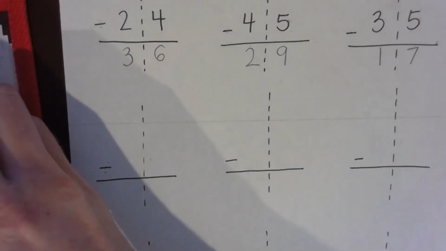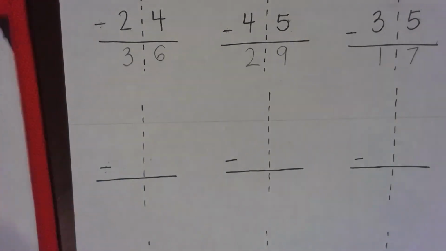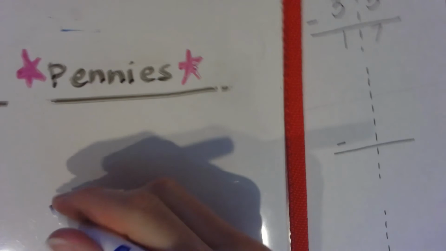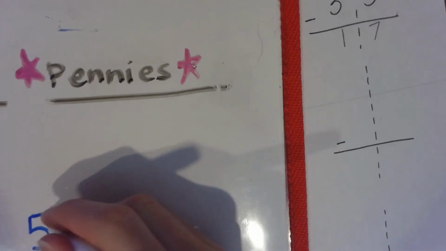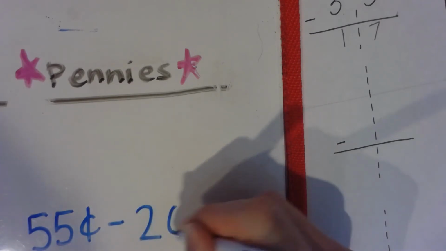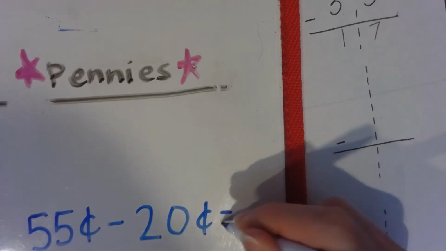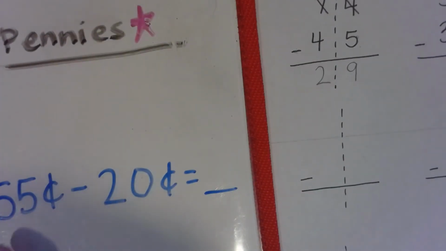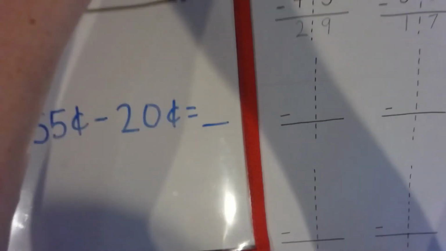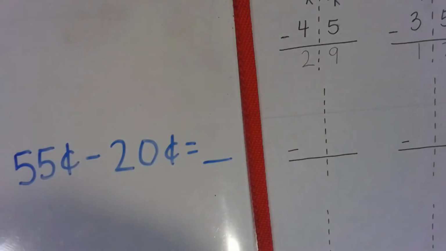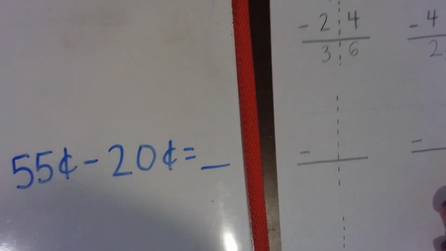I'm going to write it down on my page. So your problem is if you have 55 cents, I'm going to write down here 55 cents, and you want to take away 20 cents, where would you write those numbers? 55 cents minus 20 cents. Let me take all that away so it doesn't confuse you. So how are you going to write that?